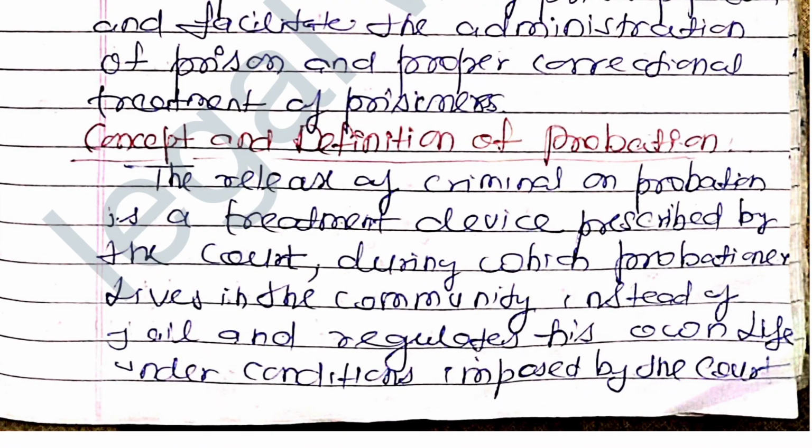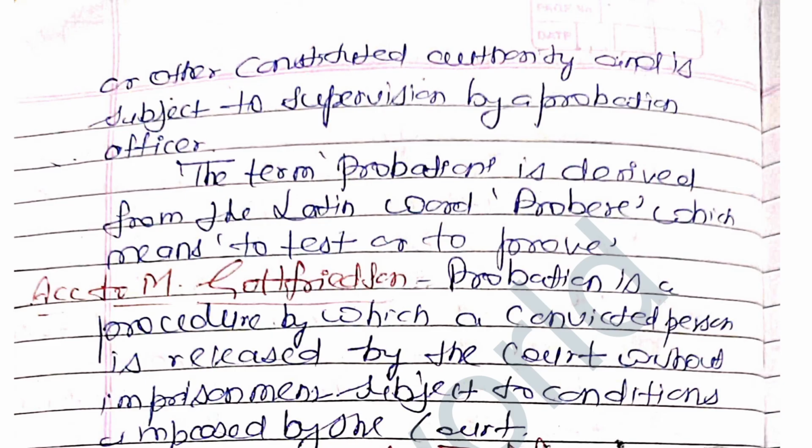If we talk about the concept and definition of probation, the release of the criminal on probation is the treatment device prescribed by the court, during which the probationer lives in the community instead of jail and regulates his own life under the conditions imposed by the court, or the other constitutional authority, and is subject to the supervision of probation officers. The term probation is derived from the Latin word probare, which means to test or to prove.